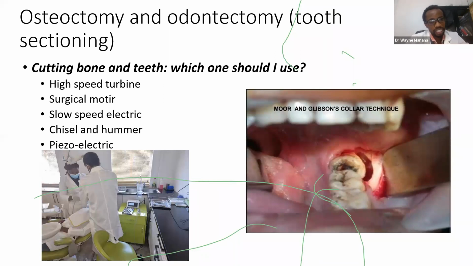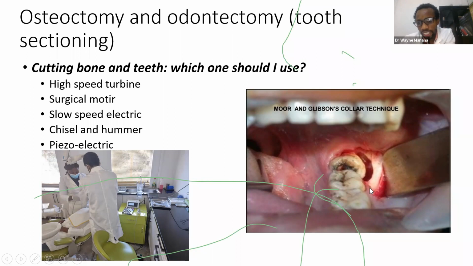We will move to cutting bone and cutting or sectioning the tooth. When we cut bone, what should we use to cut the bone? And when we cut the tooth, what is the best instrument? I have seen some colleagues use the high speed handpiece. Some would use the surgical motor, which is what you are seeing down there, the implant motor. Nowadays there are some electric motors that are mounted in most chairs. Some would use chisel and hammer. And more recently, some people are using piezoelectric.